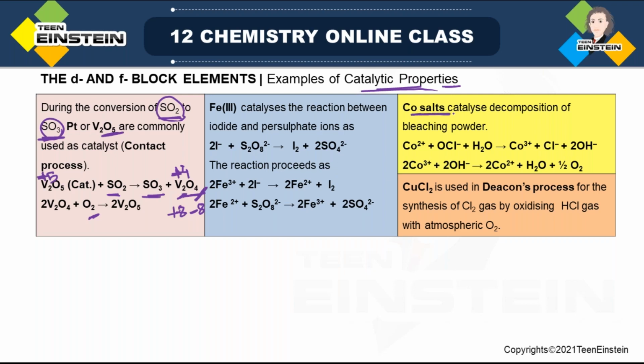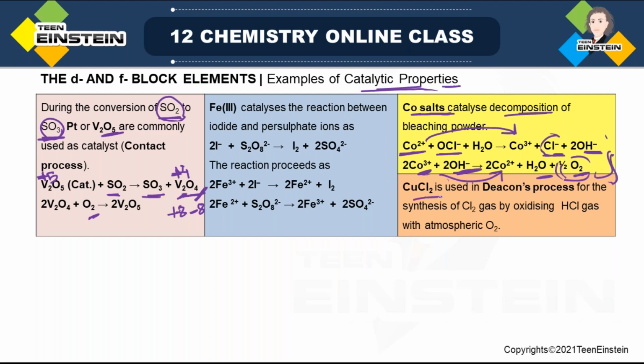Now come to the third one. Here a cobalt salt is used as catalyst, any cobalt 2+ salt. And what is the reaction? It is the decomposition of bleaching powder. Bleaching powder contains the OCl minus ion. In the first step, cobalt 2+ is converted to 3+, and these two ions are formed. Now 3+ reacts with HO minus, and it is again reduced to 2+, forming water and oxygen. So from OCl minus, if you add these two equations, the hydroxide ion will be cancelled. So this will be the final product.